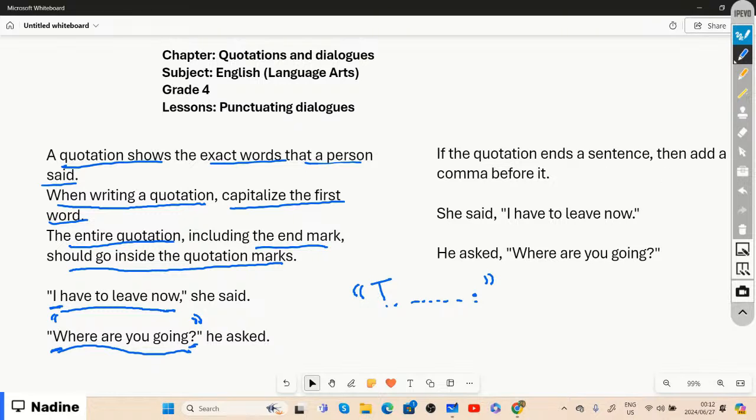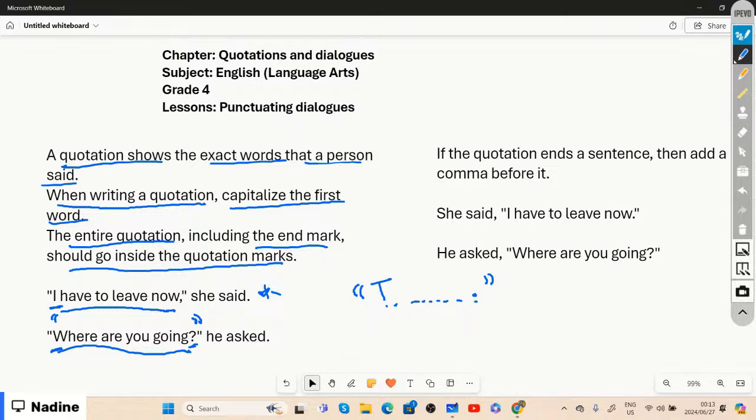All right. So if the quotation ends a sentence like we did over here, then we just add a comma before it. For example, we can say she said. So you can basically have the conversation and then say she said or he said, or you can first say he said or she said, "I have to leave now," and then we have our end mark, which is either your period, your exclamation mark, or your question mark.